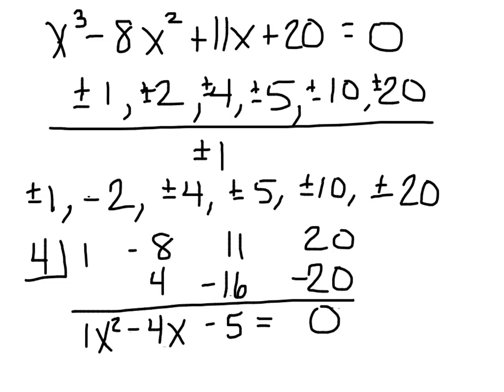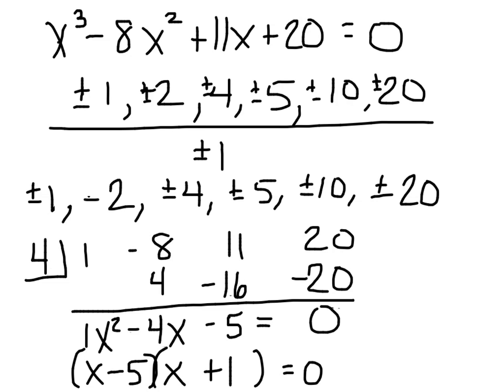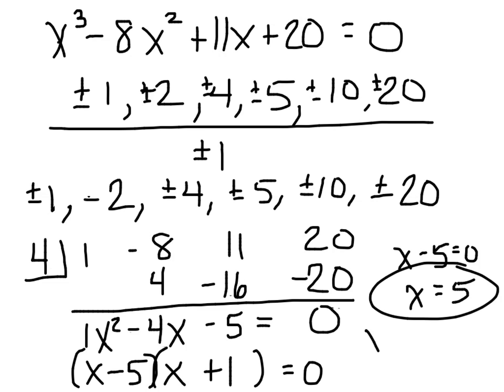So, what times what gives me x squared? X times x. What times what gives me negative 5, but adds up to be negative 4? Negative 5 and plus 1. And when I set them each equal to 0, what would I get? X equals 5. X plus 1 equals 0. You said negative 1? Yeah?